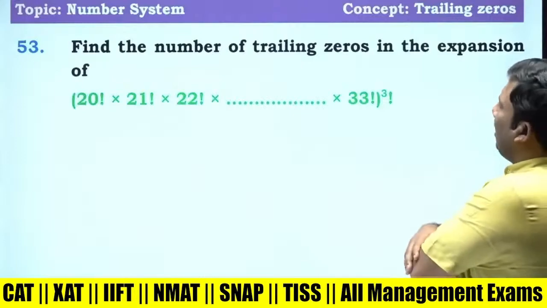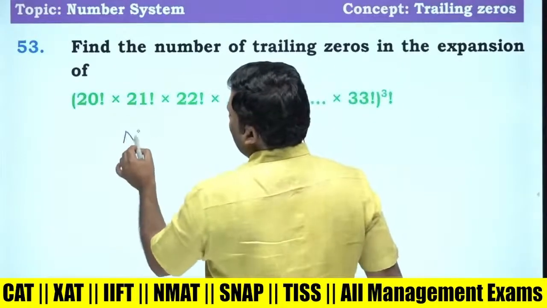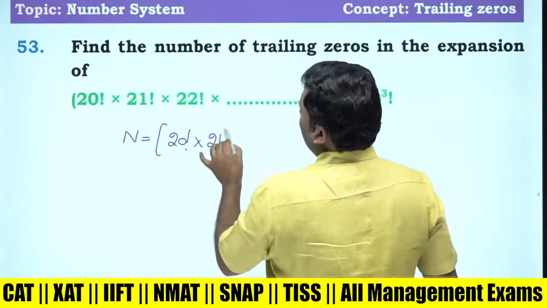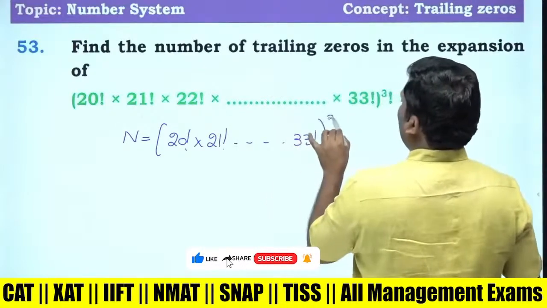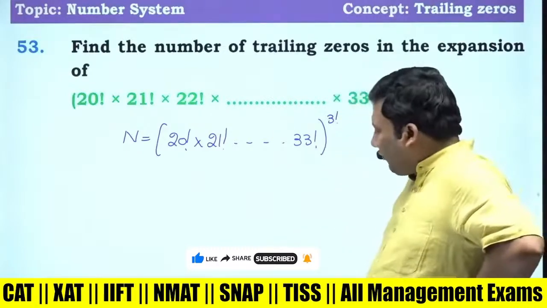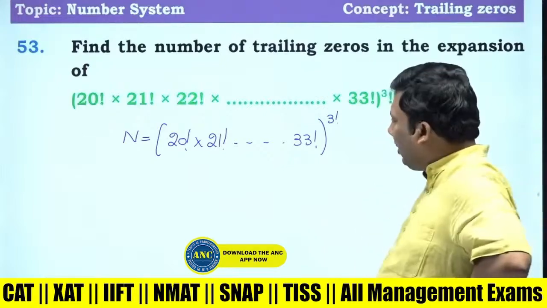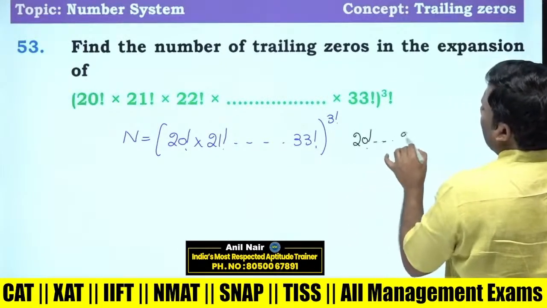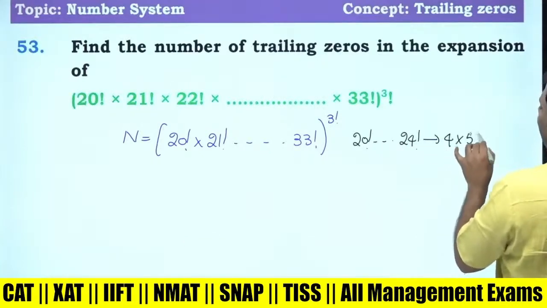20 factorial, 21 factorial. Already, we did a lot of questions based upon this model. N is 20 factorial into 21 factorial and so on up to 33 factorial power 3 factorial. This is the question. Already we did it. 20 factorial till 24 factorial, there are 4 zeros at the end. 5 numbers will be there.